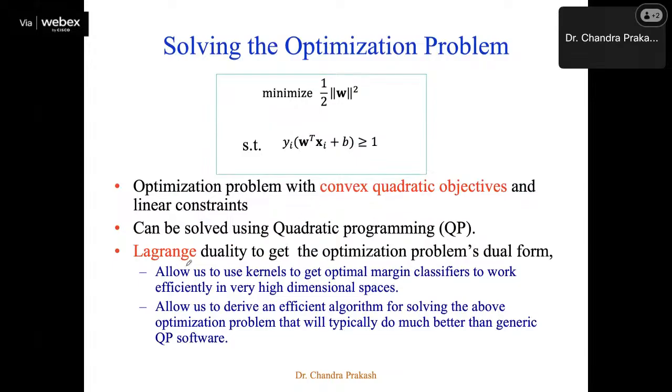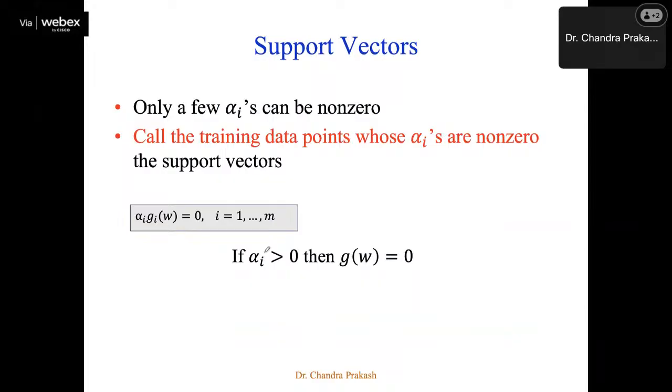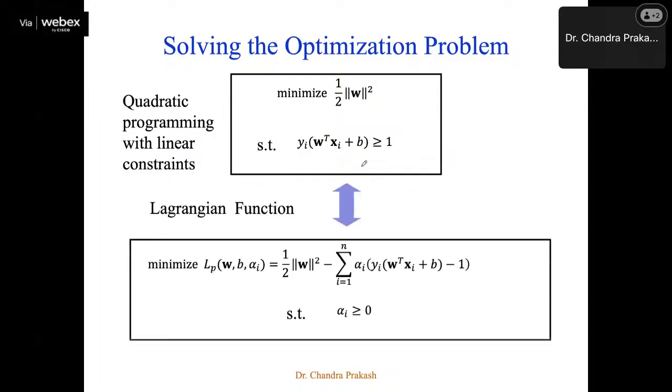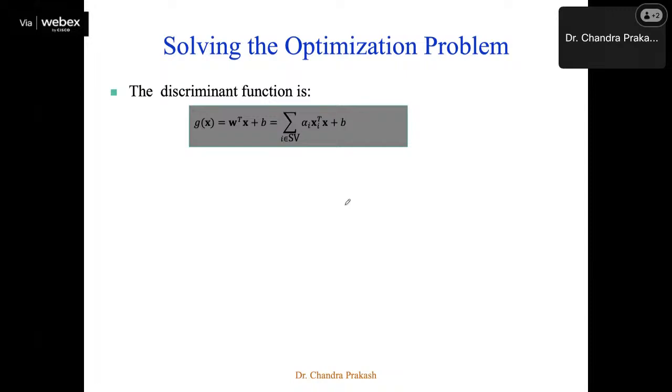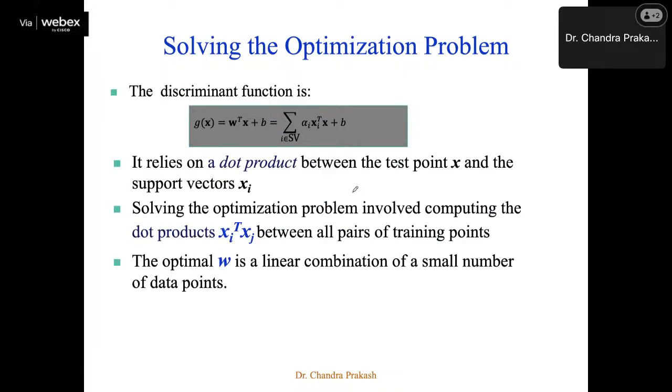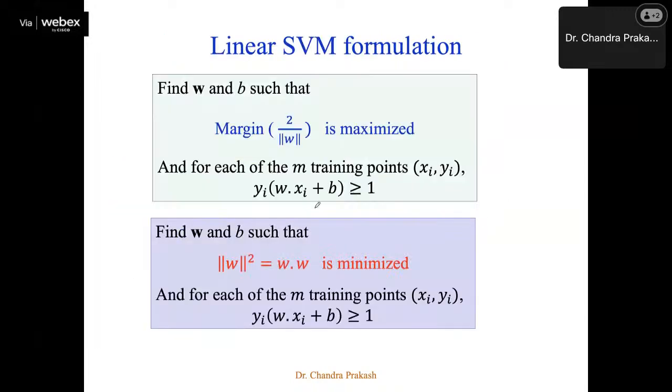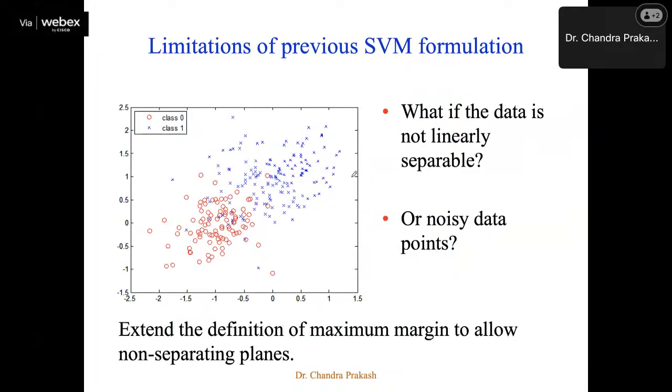So for that we can use this Lagrange method also. Only a few margin points can be non-zero. We call the training data points whose margins are non-zero the support vectors, right? And our aim is to solve this problem using the Lagrange function. I'm not going into detail of the Lagrange right now, but using that method, you can optimize these.